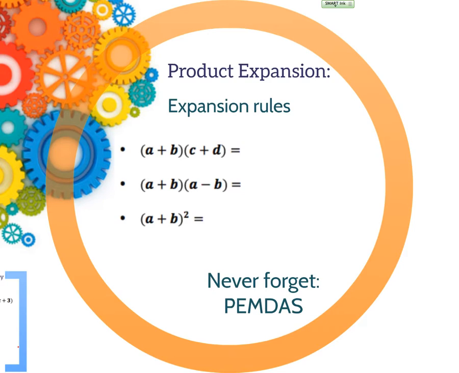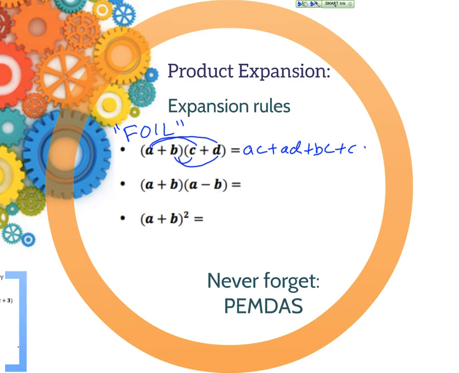So these are the expansion rules. The first one up here is indeed FOIL, if you like to use FOIL. When I multiply those, A times C is AC, my outer is AD, inner is BC, and my last is CD. We know that on other types of problems, we would check to see if we can combine like terms. We always want to simplify if we can.